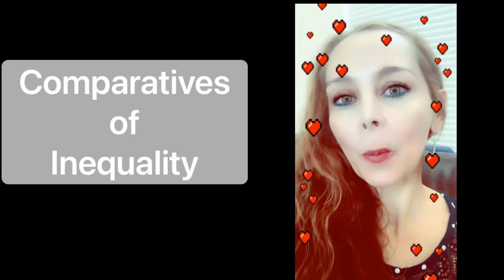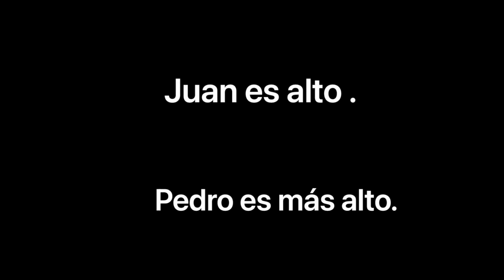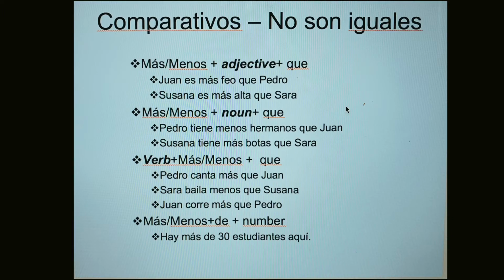Now let's talk about comparatives of inequality. John is tall. Peter is taller. In Spanish we say, Juan es alto. Pedro es más alto. This is what you need to remember when comparing things that are different.